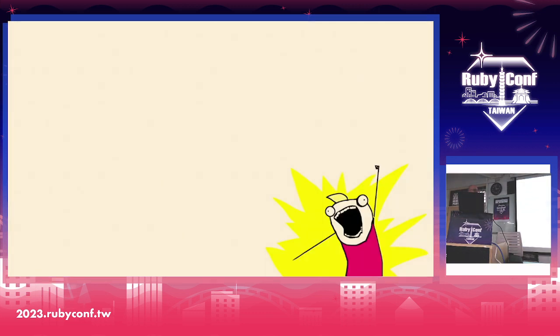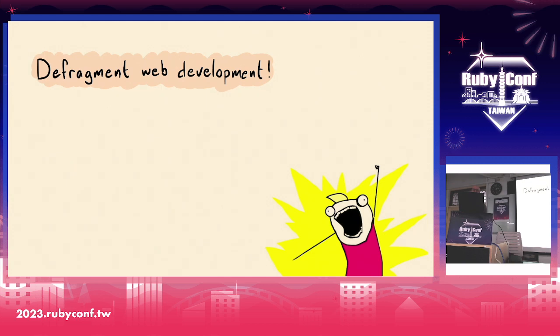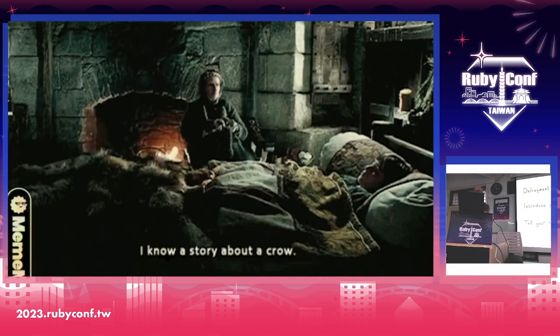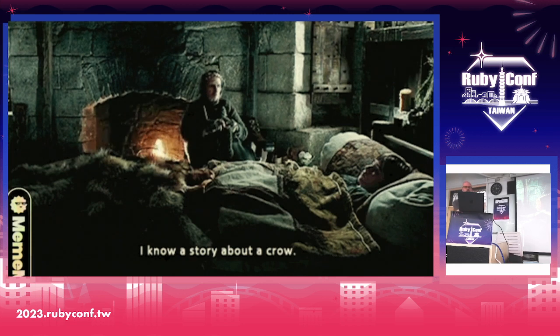So I think there are some things we should do. We should try to defragment web development, maybe teach full stack more, promote it more, introduce people to Ruby. It's easy to dunk on what's going on in other places, but we should also focus on, hey, we're pretty happy over here. Tell your stories. We're pretty bad at telling stories, but telling stories is how we teach history, and that history is important.